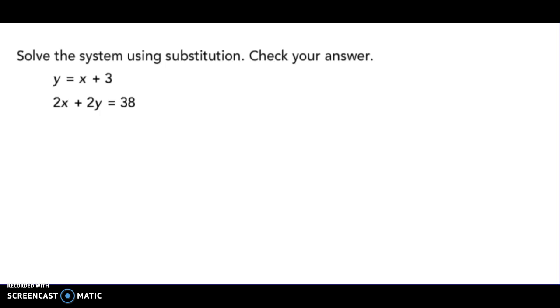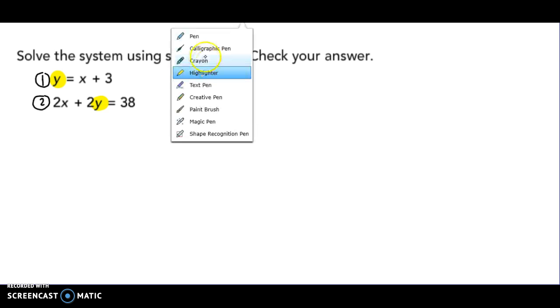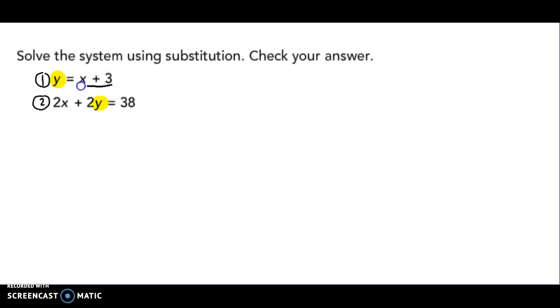Let's look at another one. Solve the system using substitution. Check your answer. So again, remember, let's go ahead and number our equations. 1 is the first equation, 2 is the second equation. So we're still using the substitution method. I already noticed that my equation has y equals some expression. So I know that I can match my y with the y in the second equation. Where I see the y in the second equation, I'm going to plug in this information of x plus 3.